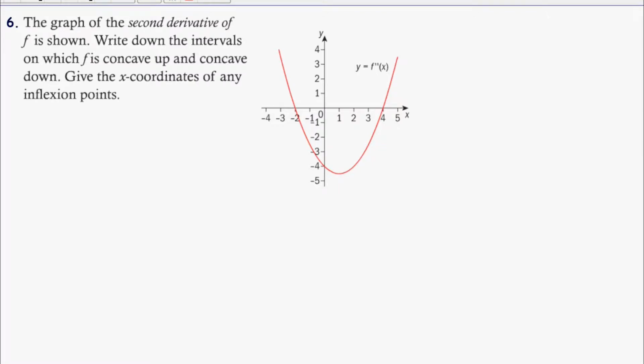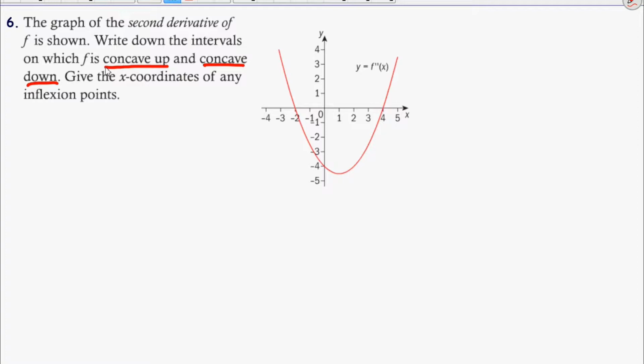This graph is a graph of the second derivative of a function, and we are required to write down the intervals where the function is concave up and concave down. Then we need to find the x coordinates of any inflection points. Now, the first thing is this.